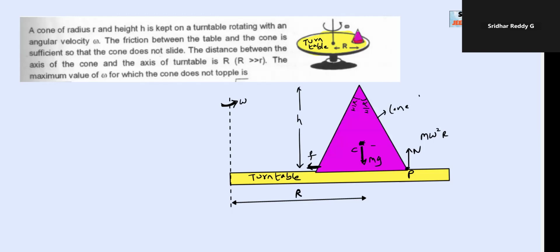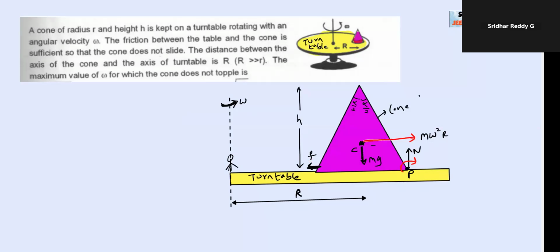Let's come to all the things. We'll go for these forces and discuss point P. The frictional force is sufficient to balance this. With respect to the rotating turntable, meaning you are standing on it, the cone will be at rest. So we take the torques about point P.